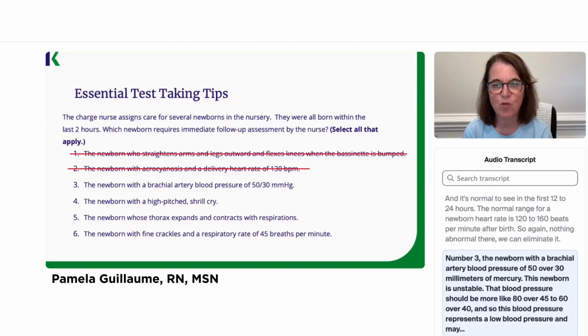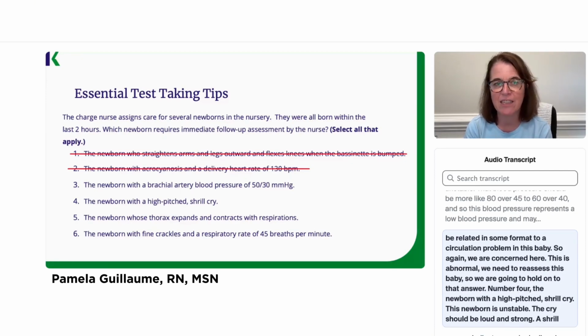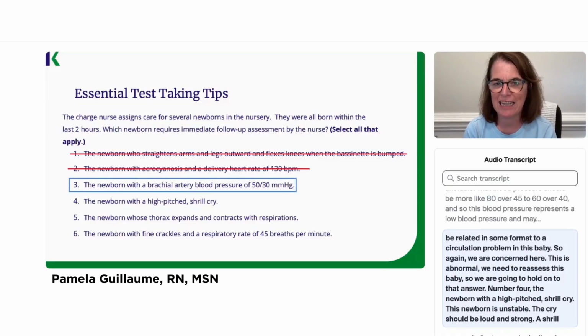Number 3, the newborn with a brachial artery blood pressure of 50 over 30 millimeters of mercury. This newborn is unstable. That blood pressure should be more like 80 over 45 to 60 over 40. And so this blood pressure represents a low blood pressure and may be related in some way to a circulation problem in this baby. So again, we are concerned here. This is abnormal. We need to reassess this baby. So we are going to hold on to that answer.